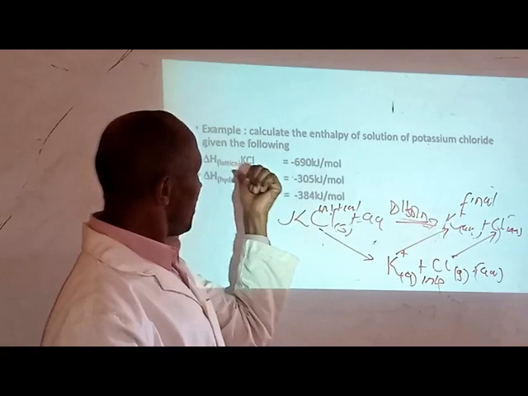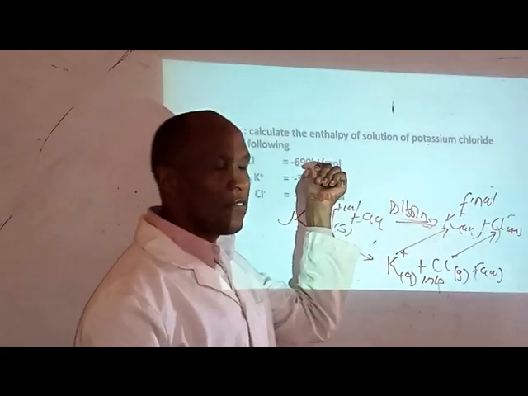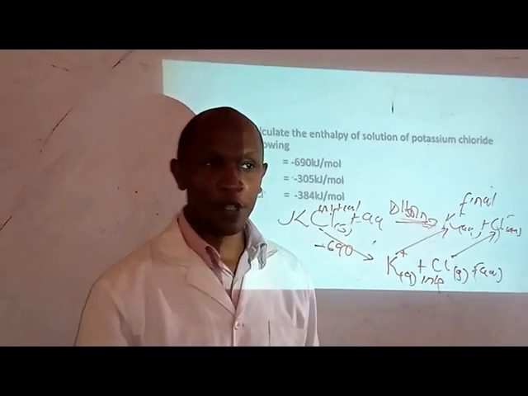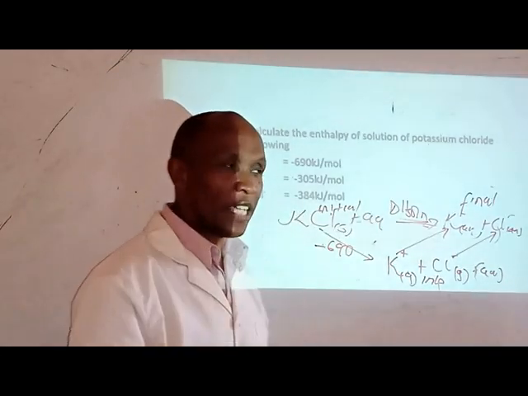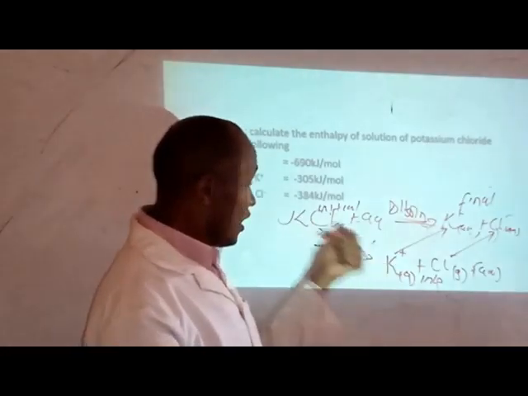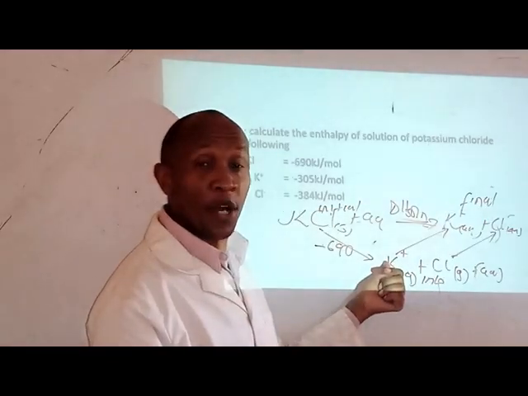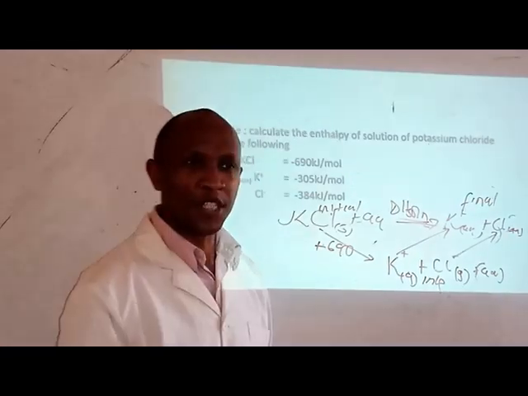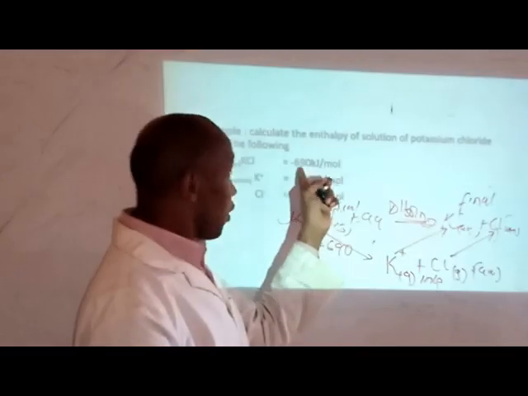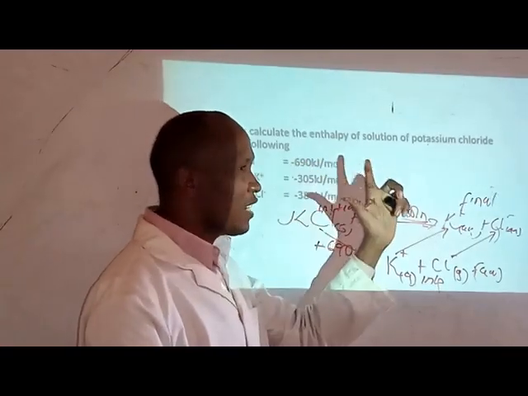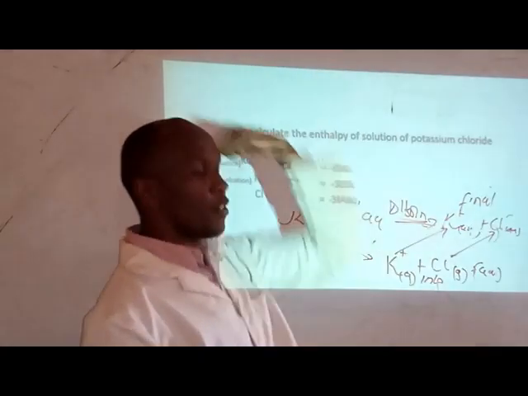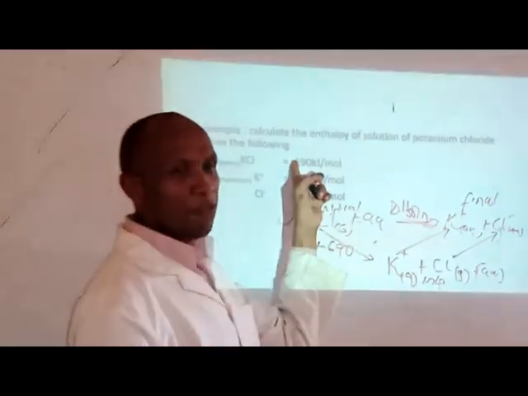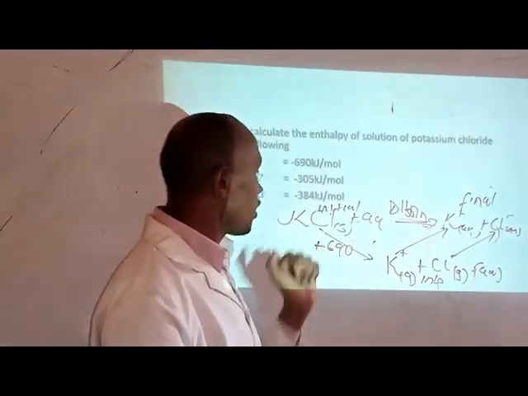So the lattice energy of potassium chloride is negative 690. Negative 690. Very wrong. What makes that wrong? Because this is a bond breaking process, therefore it should be positive 690. Remember, this one is given as negative because it is the enthalpy of the reverse, but that's not what I'm doing. So you have to be very careful about that. So you change it to positive.